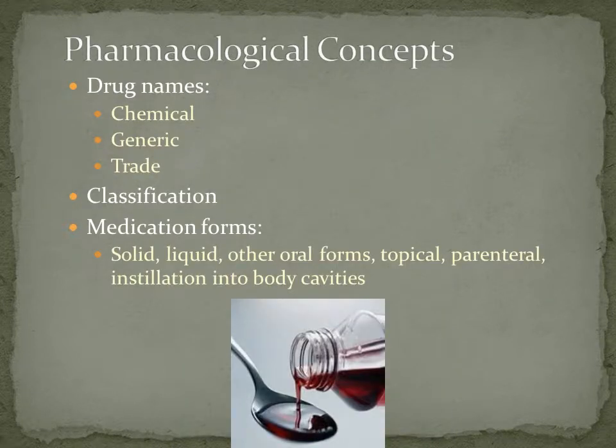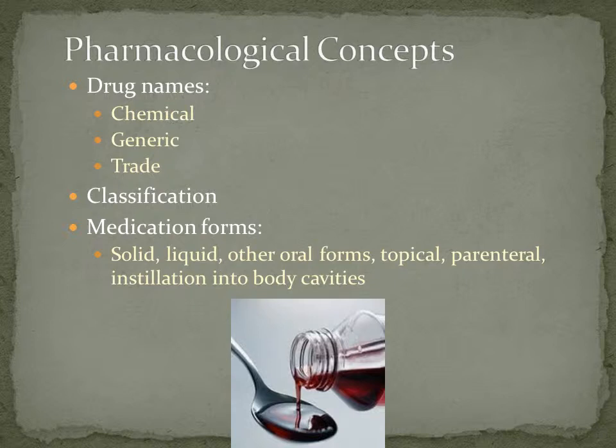Drugs can have three different names. The chemical name provides the exact description of the medication's composition. The generic name is the name the manufacturer who first develops the drug assigns to the drug itself, and then it's listed in the U.S. Pharmacopoeia. The trade name is also known as the brand or proprietary name, and this is the name under which a manufacturer will market the medication.